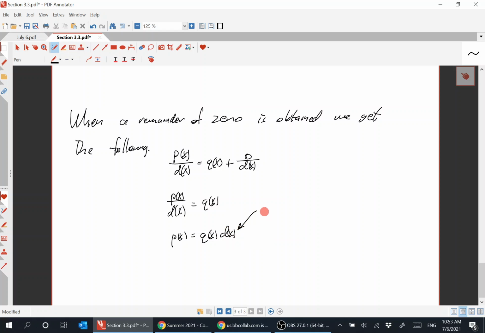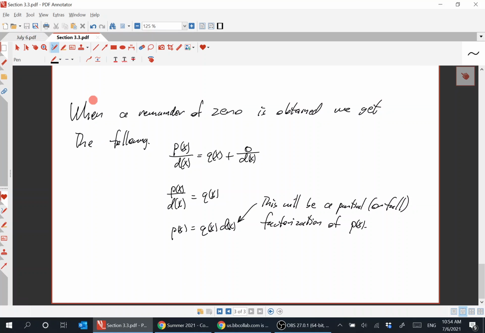So this will be a partial or full factorization of p of x when you get a remainder of 0. So another example here.